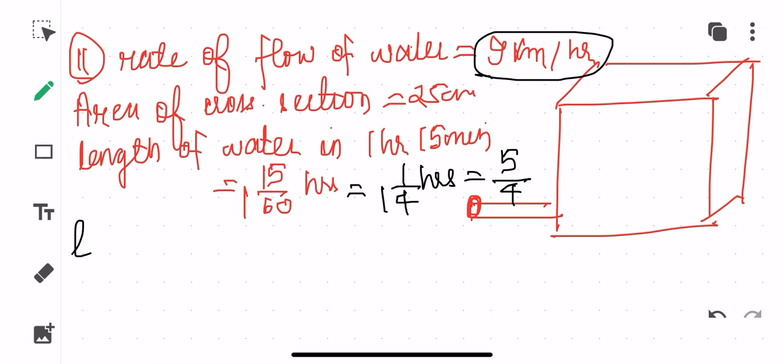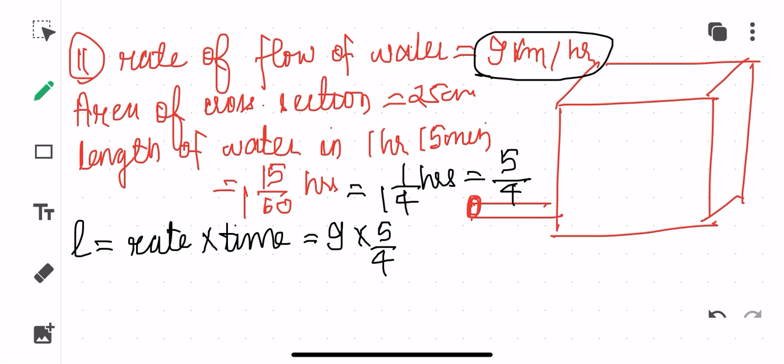So length will be equal to rate into time. Okay, so what is the rate that has been given, children? Rate has been given as 9 km per hour, and time we have calculated as 5 upon 4. So this is going to be equal to 45 upon 4 kilometer. So this is the length.